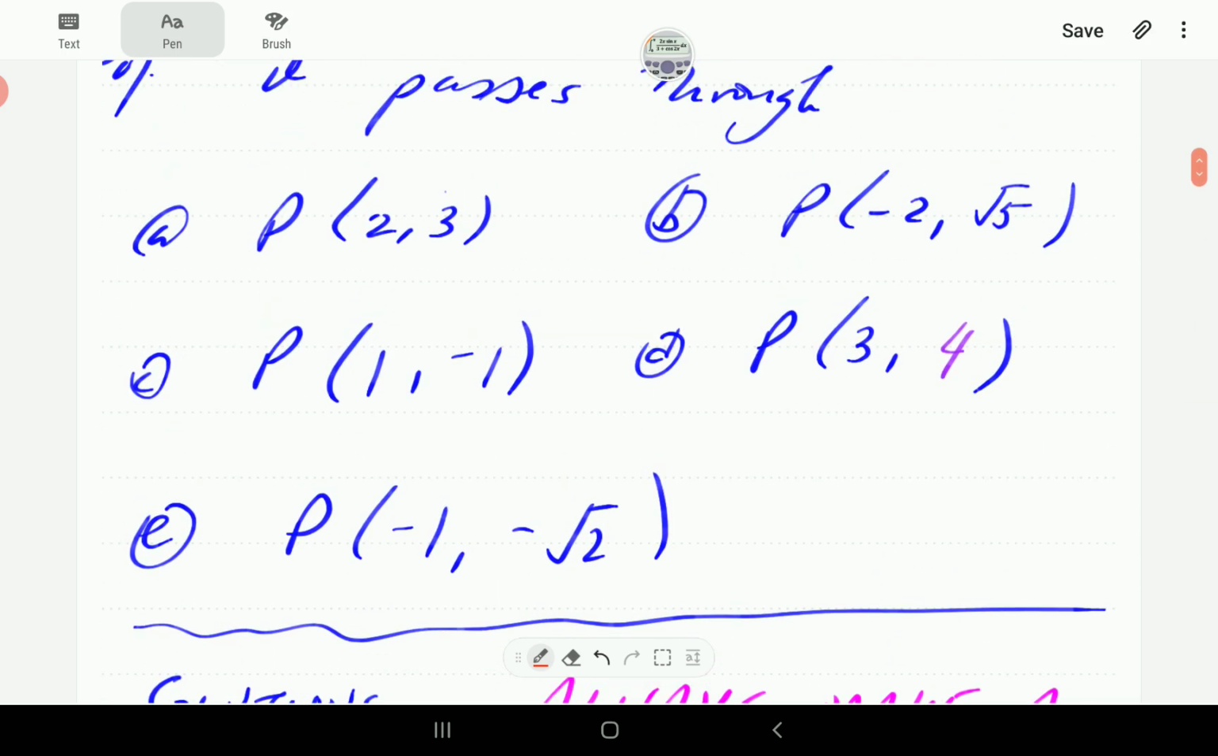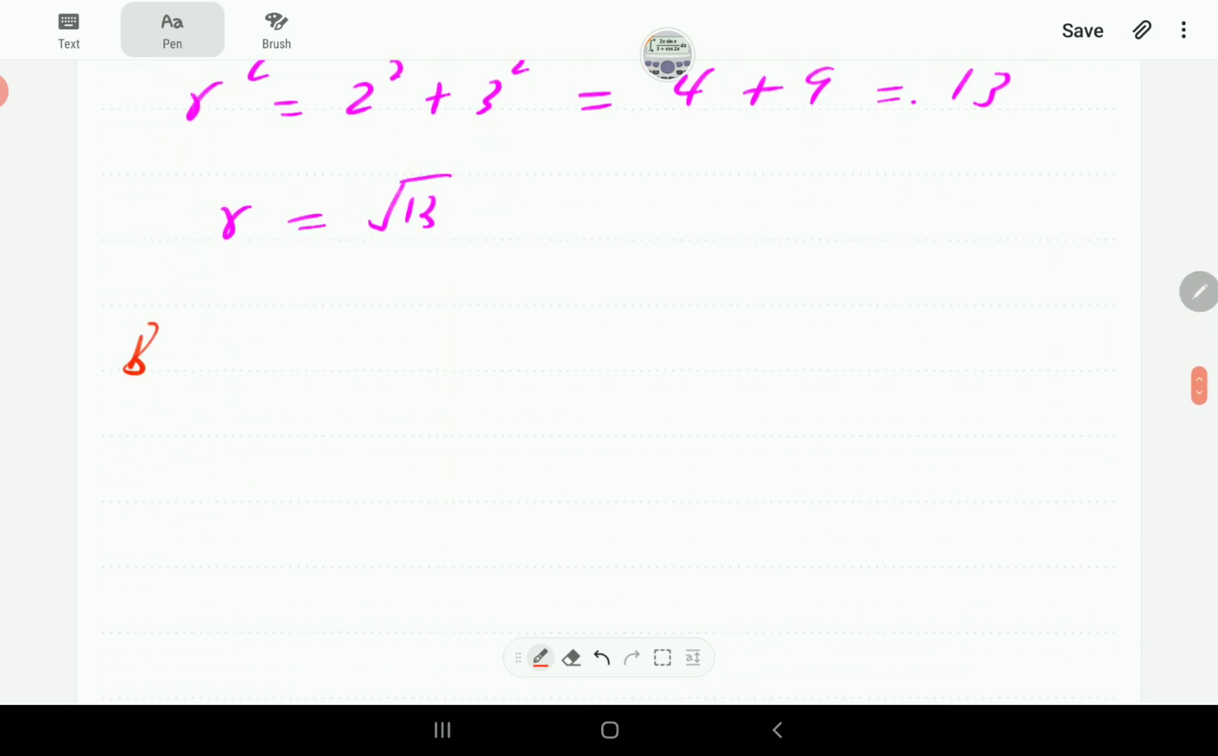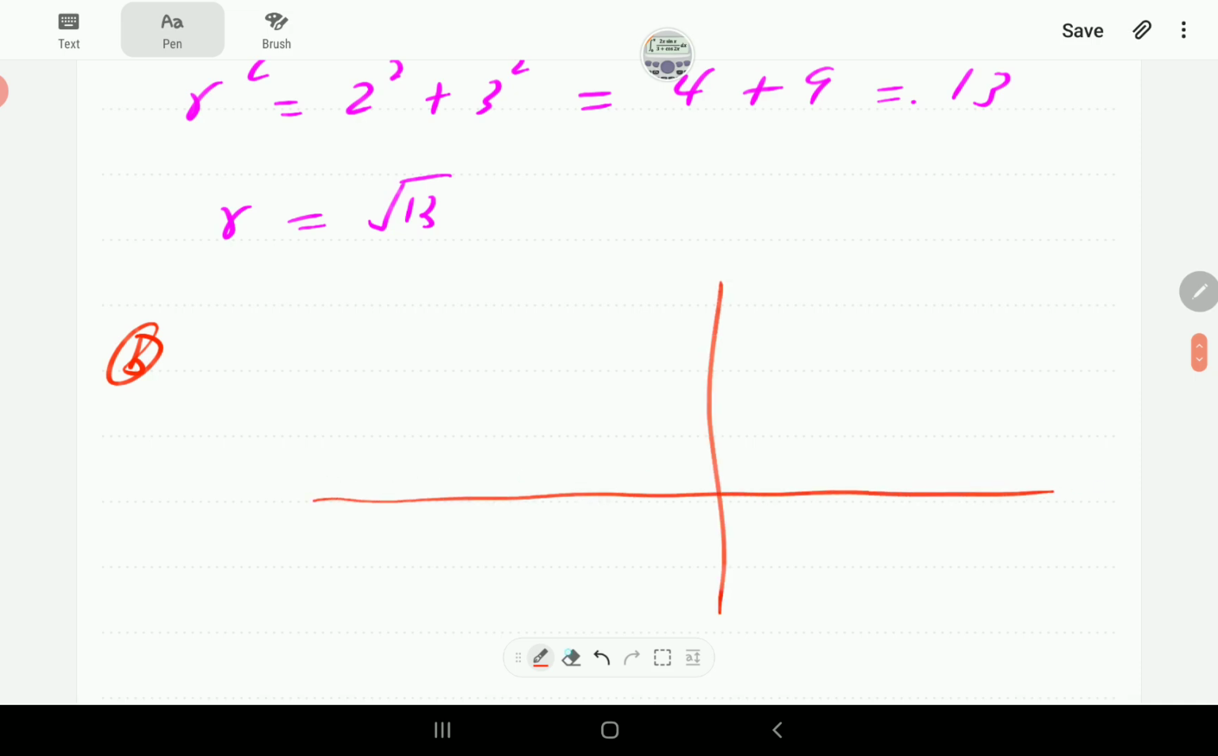Then in part B we've got (-2, root 5). Again we need to make a sketch. X is negative, so we're going this way. Y is positive, so this is going to be in the second quadrant. So if we put it somewhere there, (-2, root 5), that's our P. We connect with the origin. So theta is going to be this one.